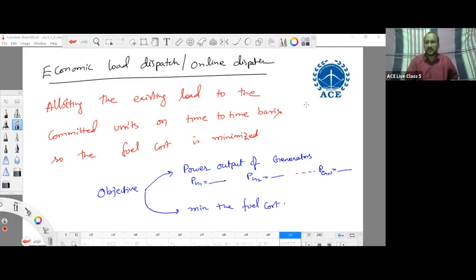But the power is, even now the power is being generated at that station. Based on the availability of water, we can decide that.